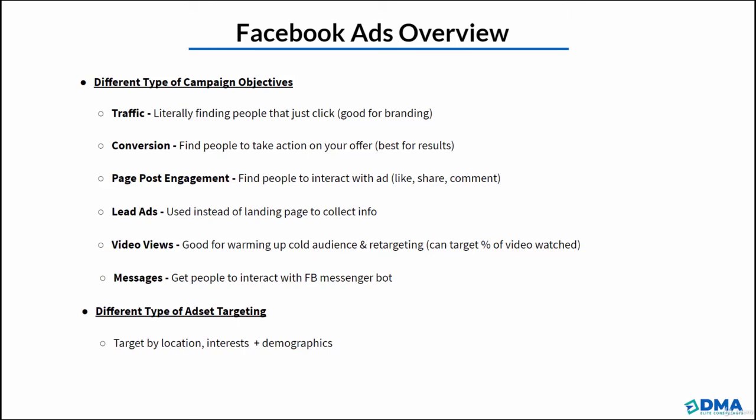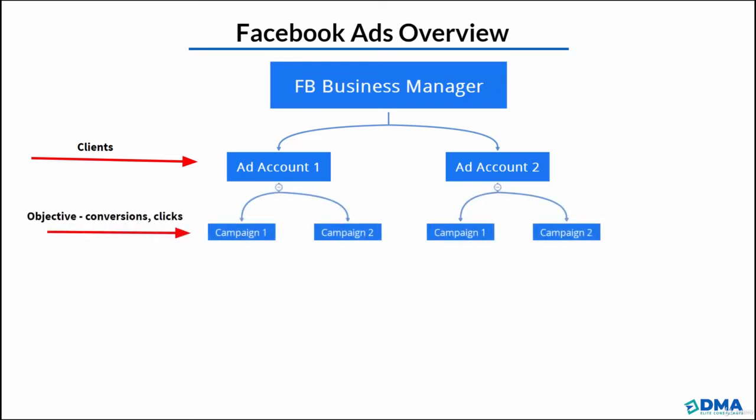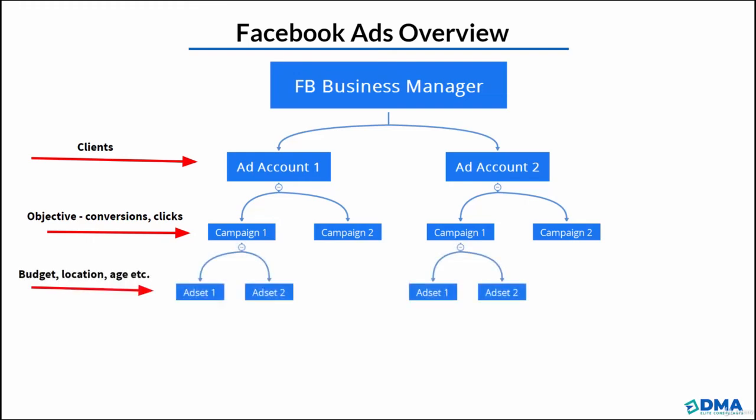So now let's look at a visual representation of the Facebook campaign and business manager. So here we have the Facebook business manager at the very top. That's our main hub. And then we have the ad accounts. These are going to be created for your clients, right? And then the second level here, we have the campaign objectives. This is where we have conversions, we have the clicks, we have the video views, the lead forms, okay? And then we have the ad set level. This is where we're setting our budget, our location, our targeting, interest, right?